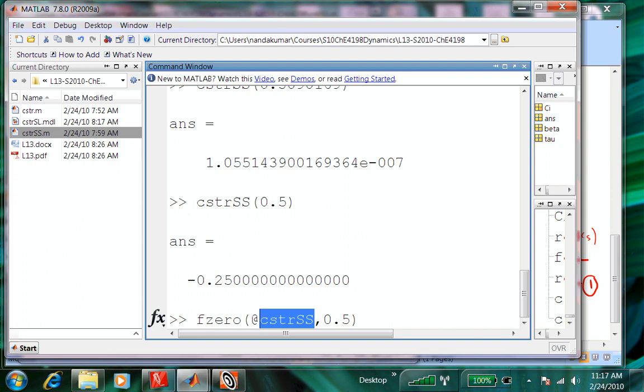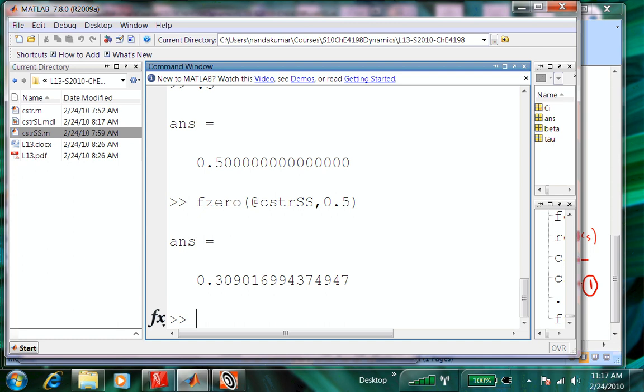It is continuously searching for the values of C. So you tell it, initially start your search from 0.5. So it sends in 0.5, it gets back minus 0.25 from the function. Okay, that's not the answer. So it sends in another value, until it drives the function to zero.